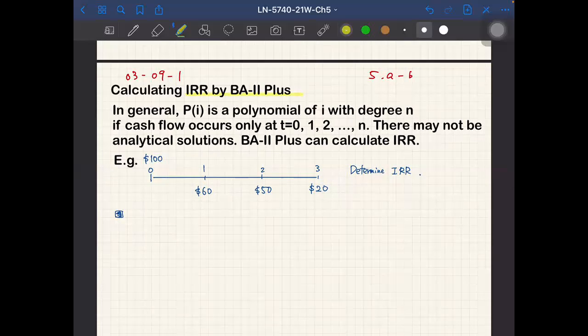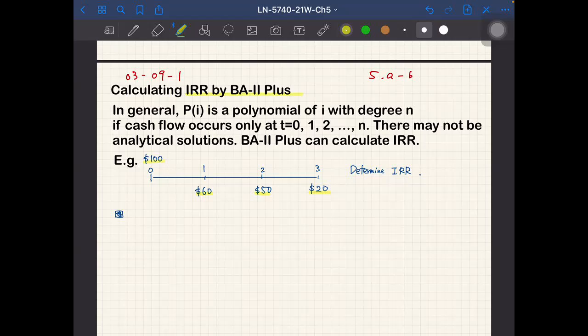So we think about this cash flow. So example, we have the $100 at time 0. So this may be cash inflow, and cash outflow is the $60 at time 1, and $50 at time 2, and $20 at time 3. So what is the internal rate of return? So when the net present value is equal to 0.